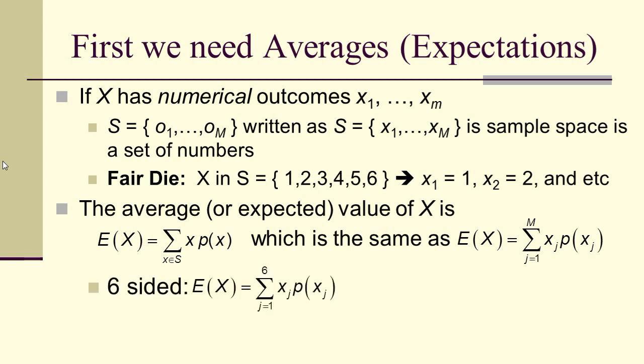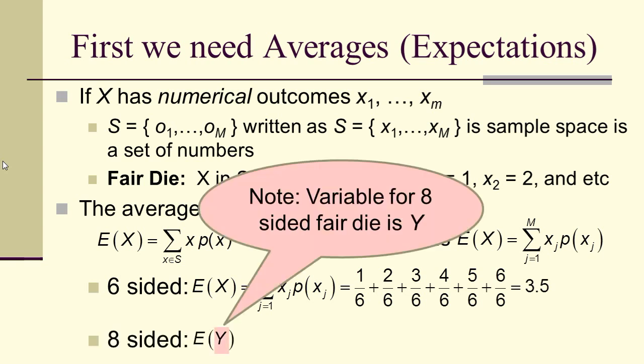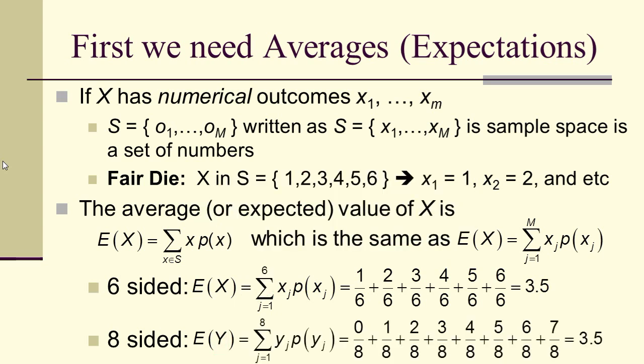For the 6-sided die, all the probabilities are the same. So X goes from 1 up to 6, and we get 1/6 plus 2/6 plus 3/6 plus 4/6 plus 5/6 plus 6/6. And that's 3.5. For the 8-sided die, notice that Y here is our variable. We get 3.5. Why? I started with 0 and ended with 7 because I wanted the two scenarios to both have the same average.